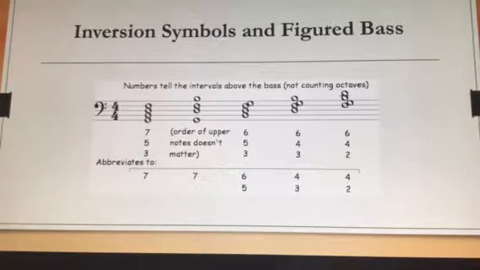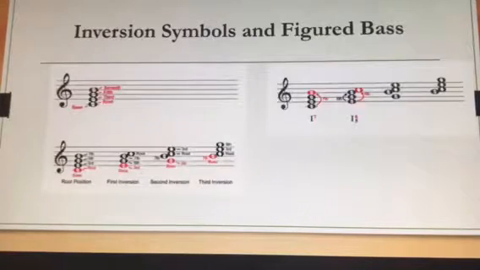The second inversion, 4 above the bass from D to G, we're going to write 4-3, and from F to G is 2, so we're going to write 4-2. And guys, this is like heaven, I promise you, because this is clear. And I love it, and if you're a visual learner like me, you're going to enjoy this.